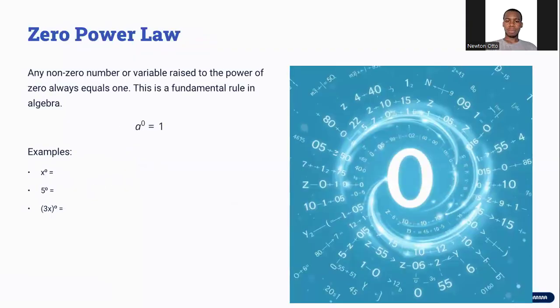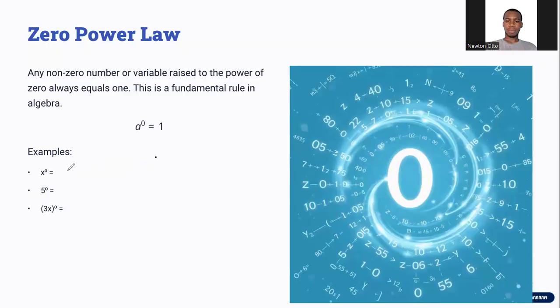And we have this zero power law. Zero power law is the easiest law. Any non-zero number or variable raised to the power of 0 always equals 1. So we have a raised to the power 0 is 1, b raised to the power 0 is 1, c raised to the power 0 is 1, or any number or variable raised to the power 0 is 1.